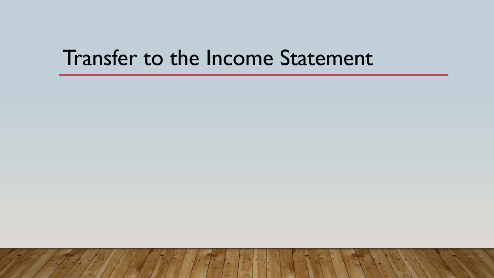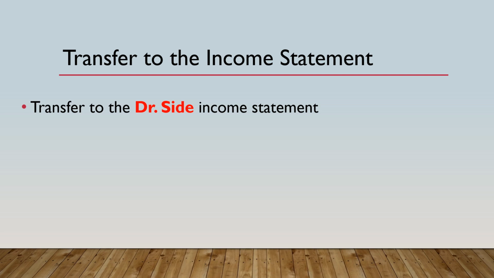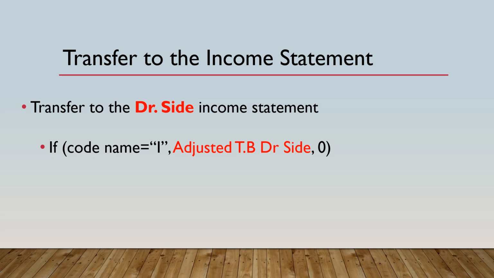Now let's see how to transfer the values to the income statement. Let's see how we transfer the values to the debit side. Here also we have to consider the codes, but only those relating to the income statement. If the code equals I, then we take the adjusted trial balance debit side figures relating to the income statement. If not, we put 0.